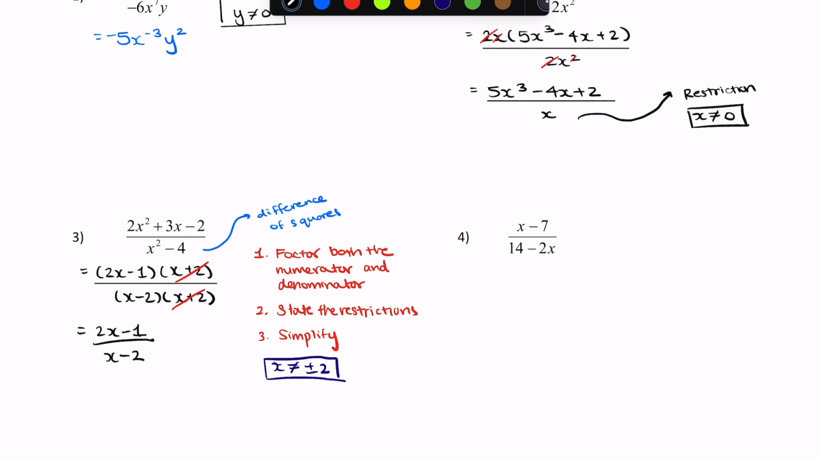Okay, so here, example number 4, x minus 7 over 14 minus 2x. Then we have a common factor of negative 2 at the bottom. So here we'll have x minus 7 over negative 2, x minus 7. Here we see that x cannot be equal to 7. Now we can cancel these out, and our answer is equal to negative 1 over 2.